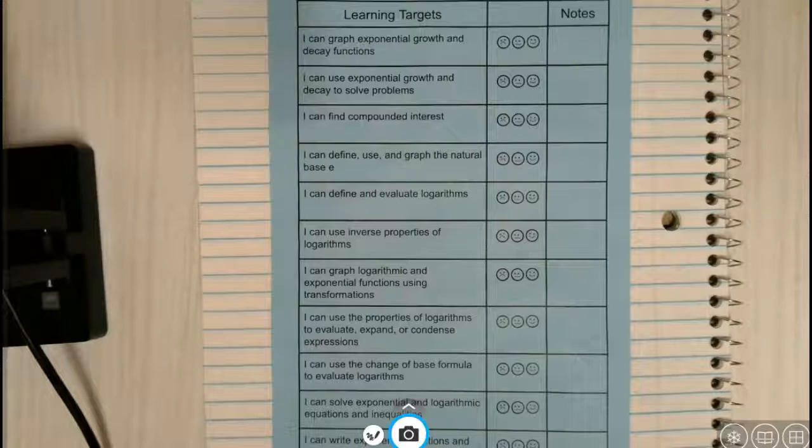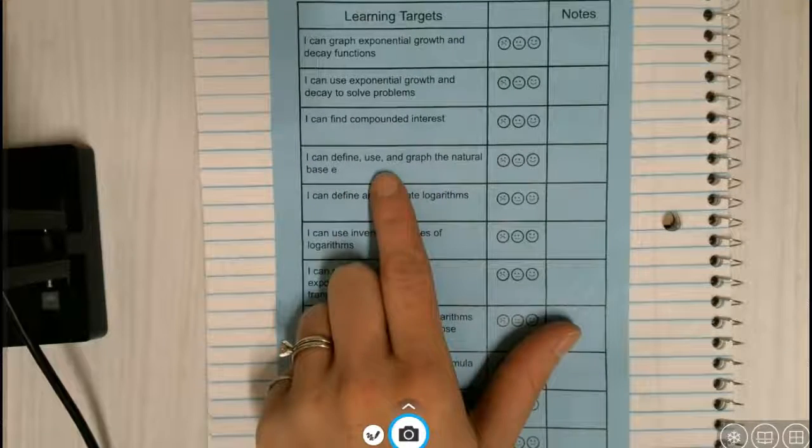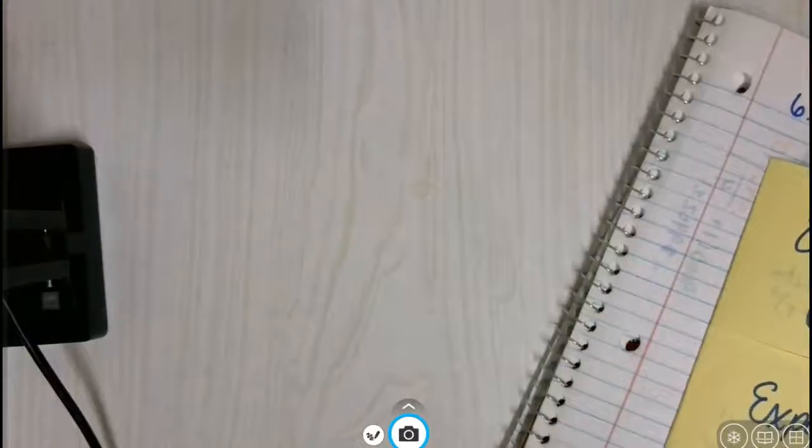All right, here we're looking at section 6.2, and we're really looking at this number e, that's our natural base. So first we want to start with our learning targets, and we just have one for today. I can define, use, and graph the natural base e. So on your next clean sheet of paper, here's where we're going to start.